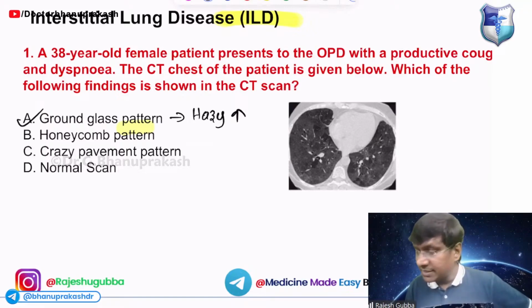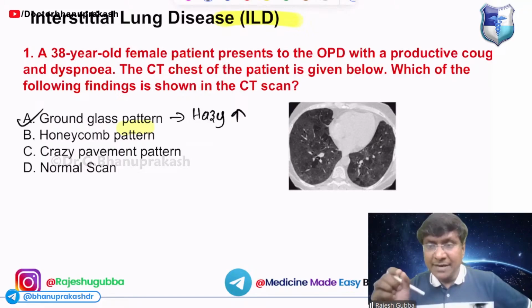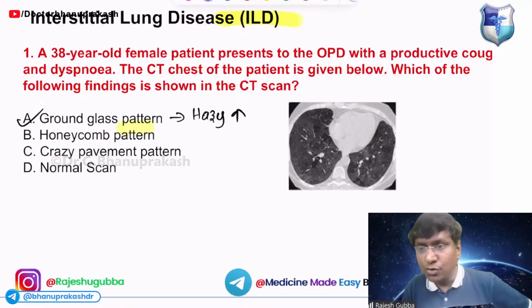And next is the honeycomb pattern. Where do you have this honeycomb pattern? You will have the appearance of variously sized cysts. That is called honeycomb pattern. And this honeycomb pattern is mainly present in case of interstitial lung disease.